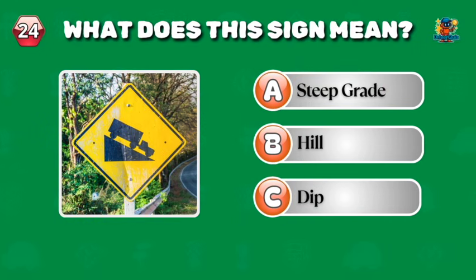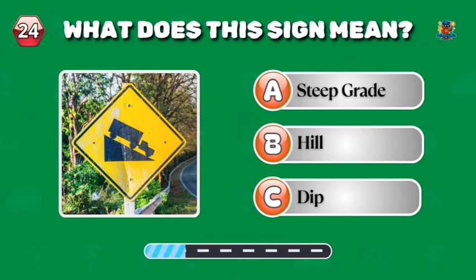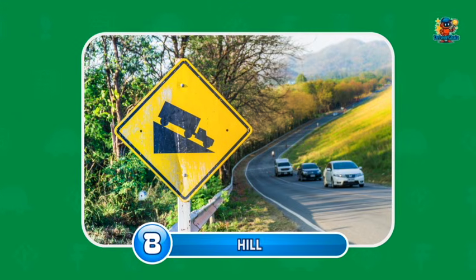Question 24. A. Steep grade. B. Hill. C. Dip. Hill. This sign indicates a steep incline or hill ahead. Adjust speed as needed.